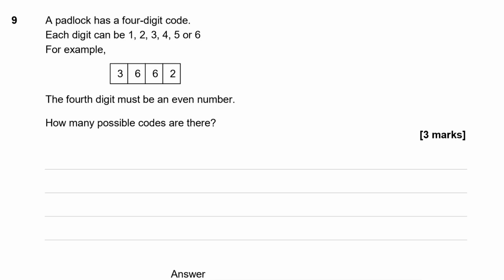Question 9. A padlock has a 4-digit code. Each digit can be a 1, a 2, a 3, a 4, a 5, or a 6. For example, it could be 3662. The 4th digit must be an even number. How many possible codes are there?